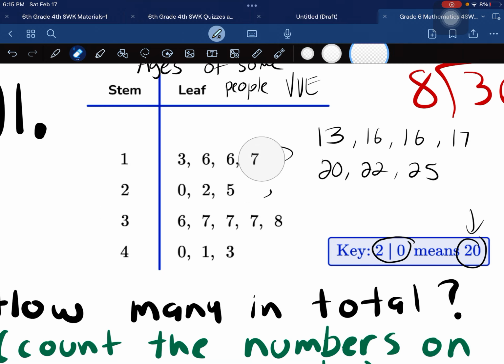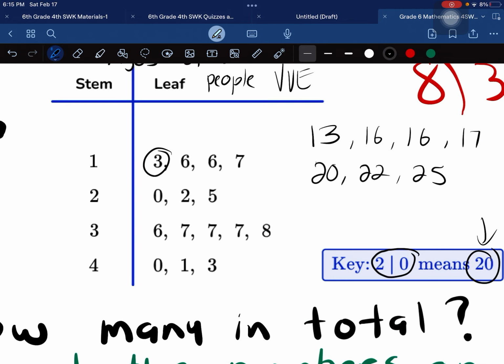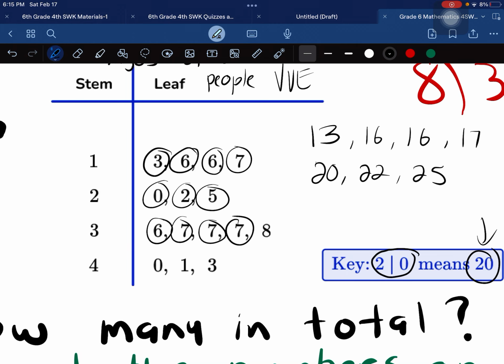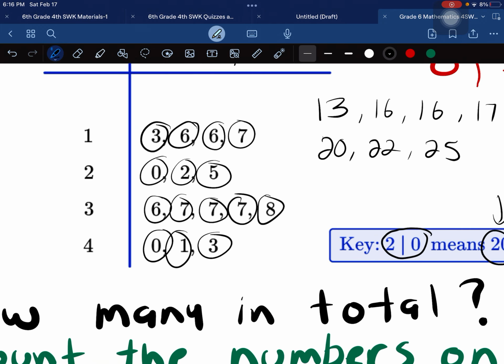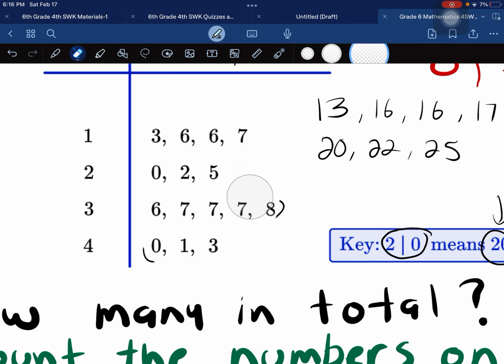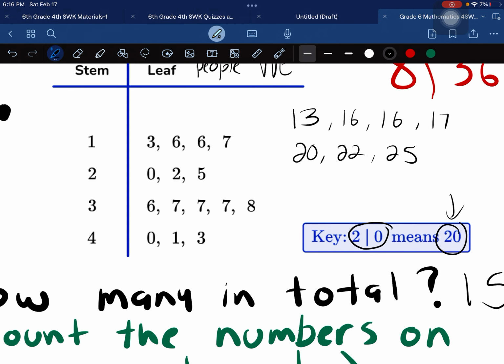This is what I mean. That every single number over here is a person. So you're going to count them to find the total. How many in total? Okay. 1, 2, 3, 4, 5, 6, 7, 8, 9, 10, 11, 12, 13, 14, 15. So how many total? There's 15 people here. Hay 15 personas.